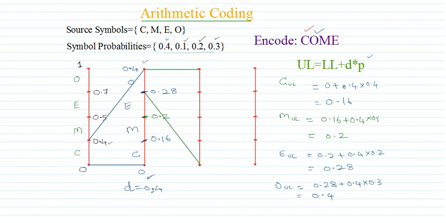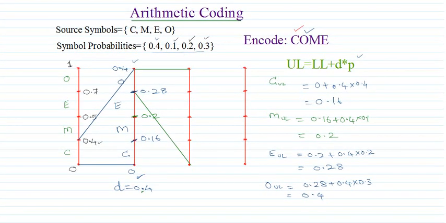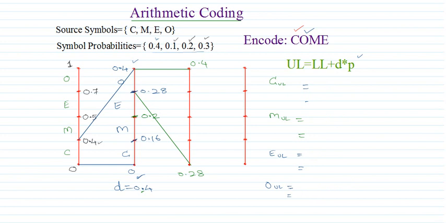Okay, so now we can see the... I'll just go to the next slide and do these calculations. Here the upper limit will be 0.4 and the lower limit is 0.28. Let me just erase these things. Again we will calculate the values.